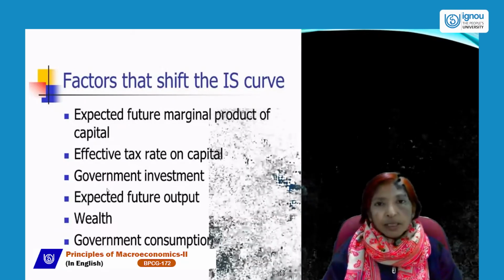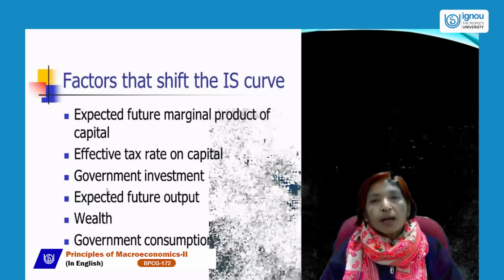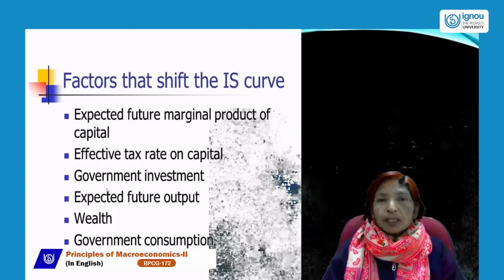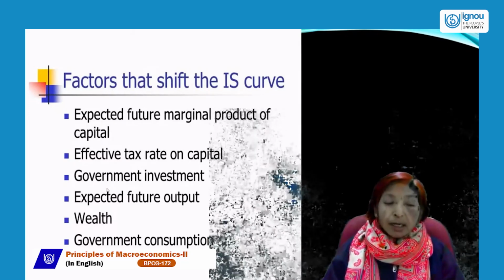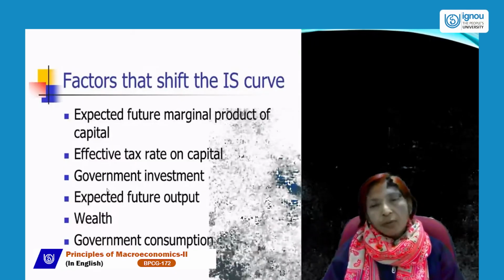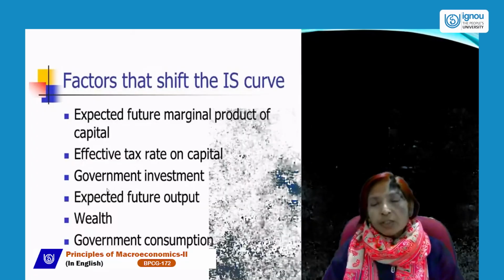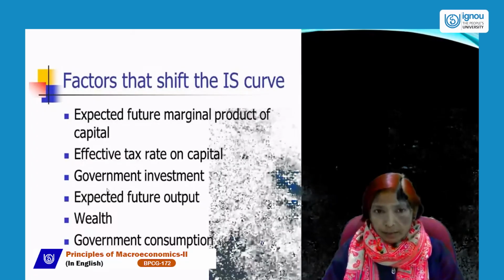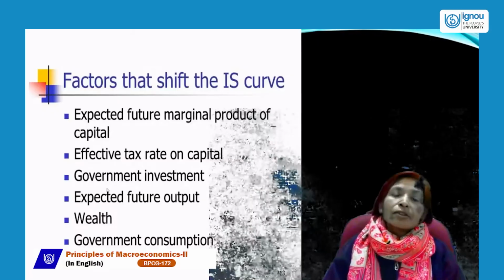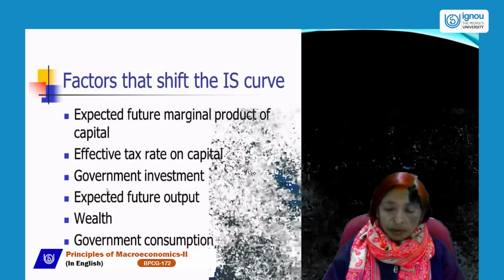And taxes: you know that if the government imposes more taxes on buyers and sellers, then IS will shift to the left-hand side. And if the government imposes less taxes and spends more money for the welfare of the country's people, then IS will shift to the right-hand side. So these are the main factors that shift the IS curve.